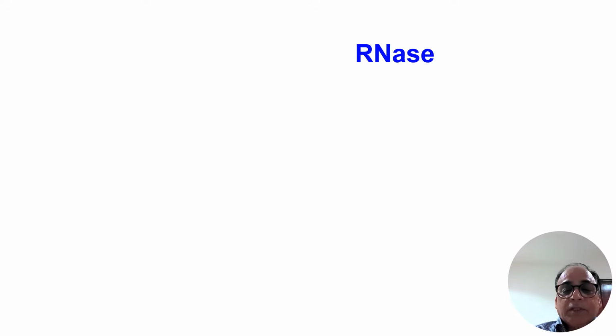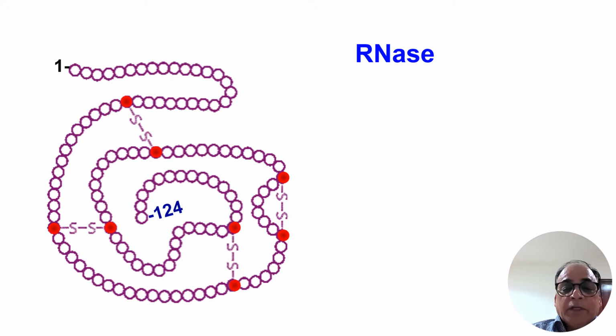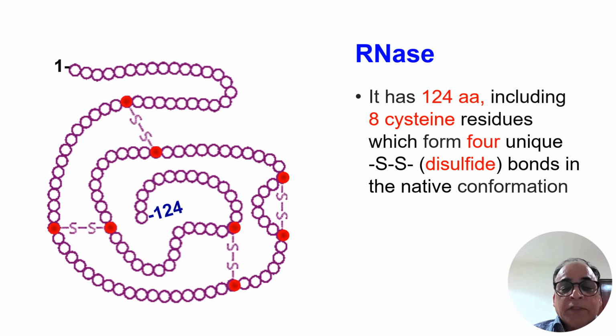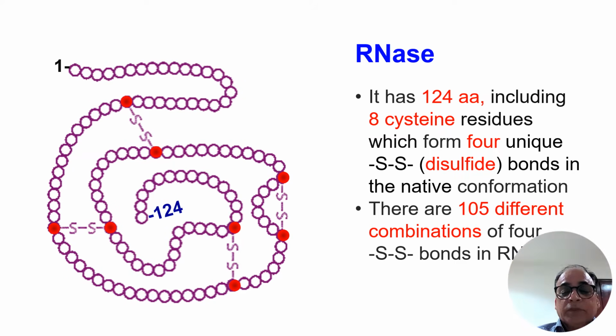The first one is RNase, which is basically an enzyme that hydrolyzes RNA molecules. It contains 124 amino acids, including 8 cysteine residues. It is important to note that these 8 cysteine residues can make 4 unique SS bonds or disulfide bonds in native conformation. However, in one of his experimental conditions, you will see that there is a possibility of 105 different combinations and permutations of these 4 SS bonds in the RNase molecule.